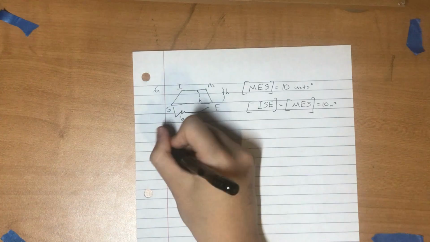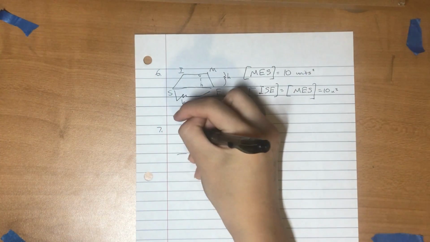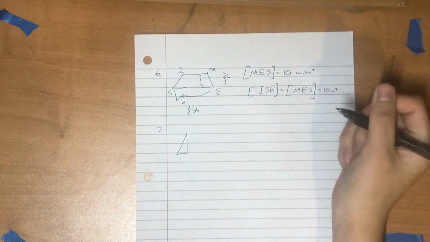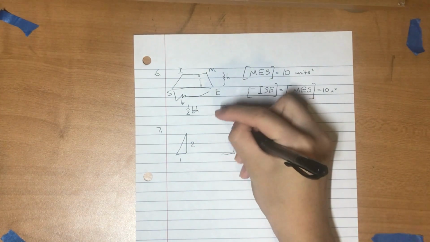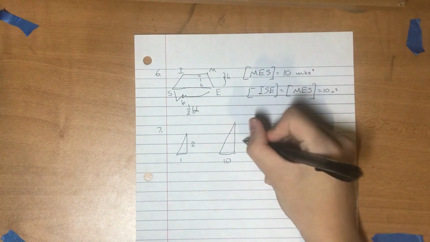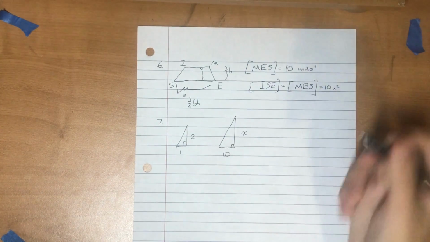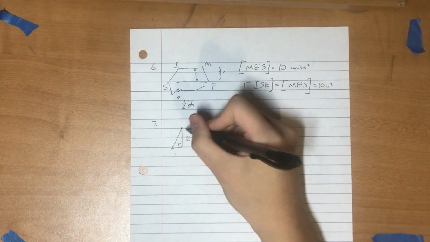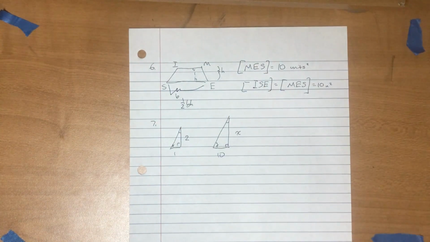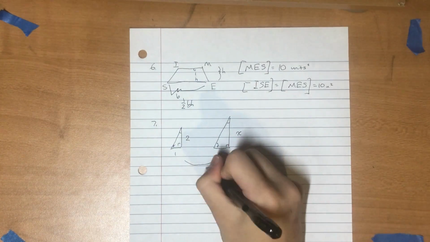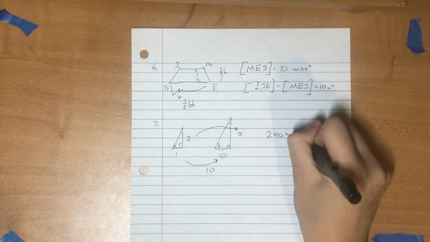Number 7, a flag. Jim sees that his shadow is 1 meter long, but he is 2 meters tall. The shadow of the flagpole is 10 meters. What is the height of the flagpole? So for these types of questions, they're similar triangles because they're both from the sun. So this angle is the same and this angle would be the same. So angle, angle, angle. And because the scale factor is 10, scale factor is 10 again, so 2 times 10 is 20 meters.